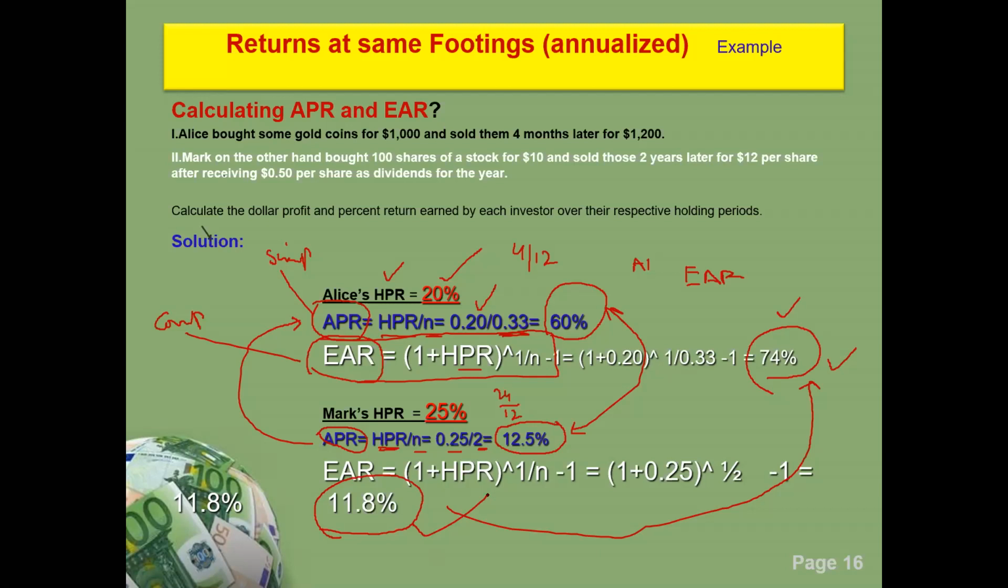Okay, so after this discussion, which investment is better, LS or Mark? Alice, why is LS better? Because she annually earned in 4 months a high return, higher than what Mark earned in 2 years. Annualized high returns. Yes. Okay, so any questions up to this point?